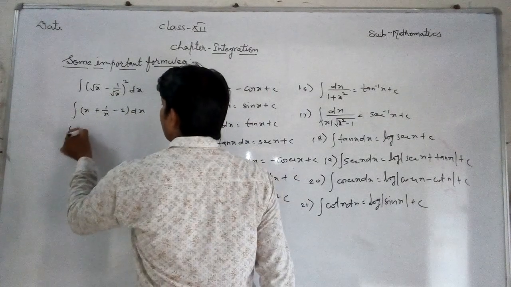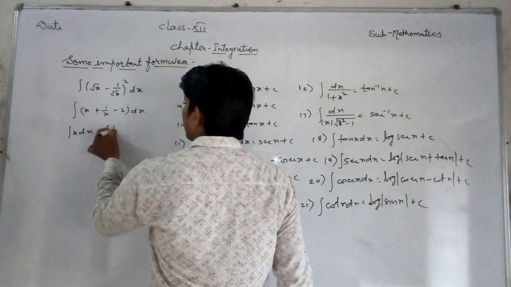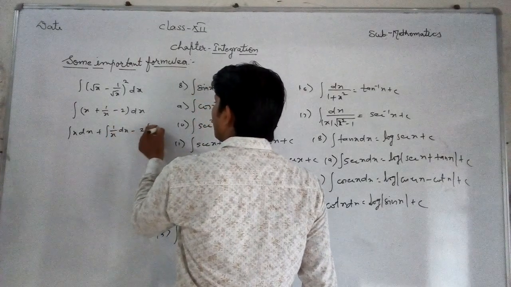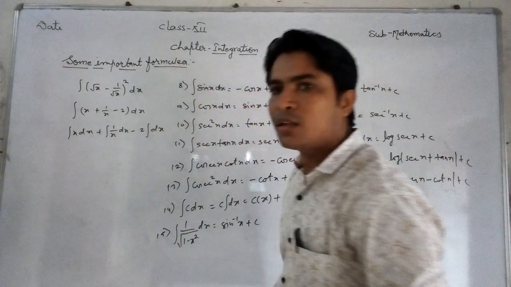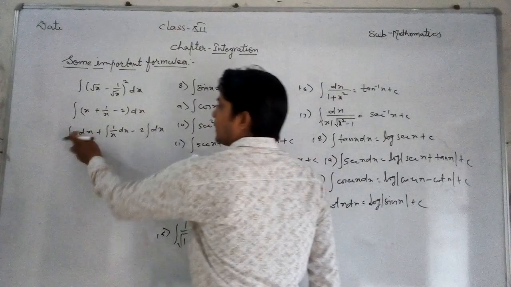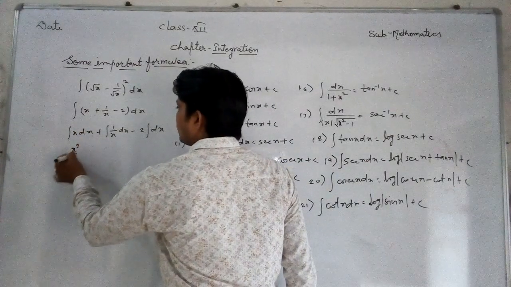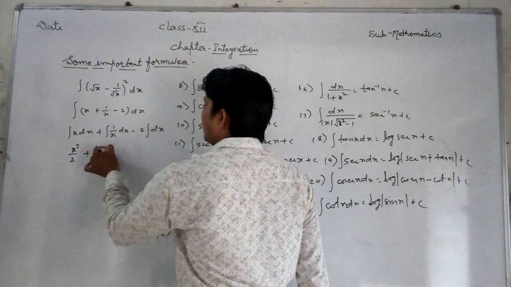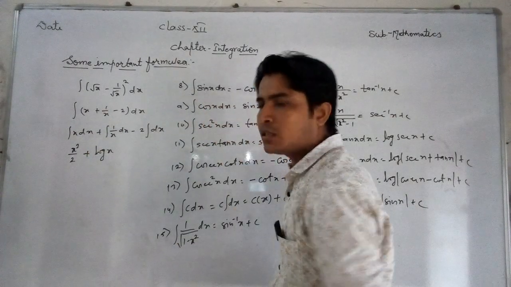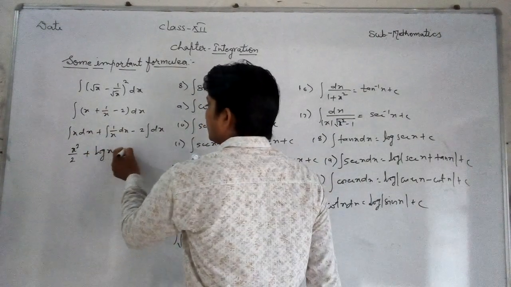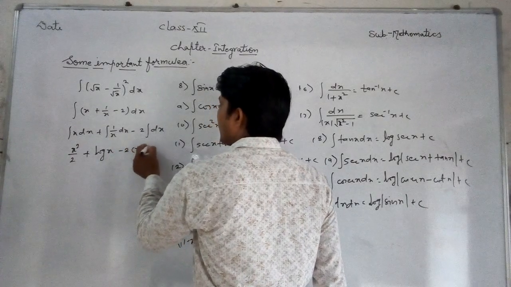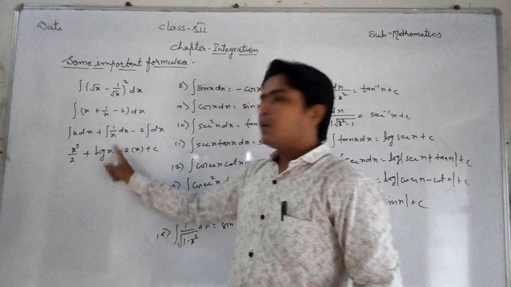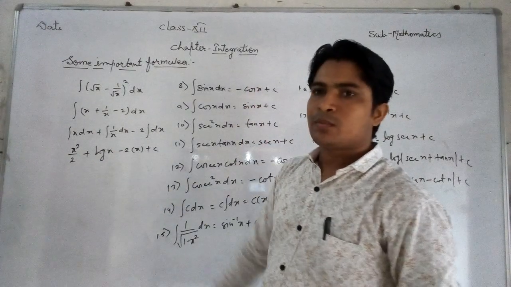After separation, we have the integral of x dx plus the integral of 1 upon x dx minus 2 of dx. The integral of x dx is x square by 2, the integral of 1 upon x is log x, and 2 is a constant, so it gives 2x plus c. The answer is x square by 2 plus log x minus 2x plus c.